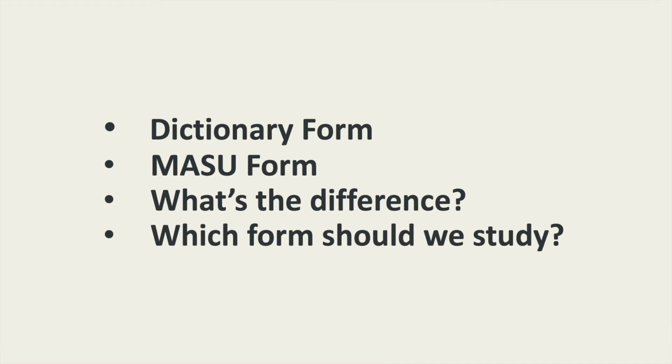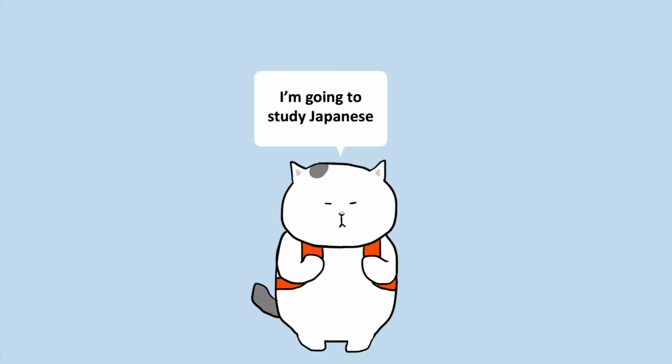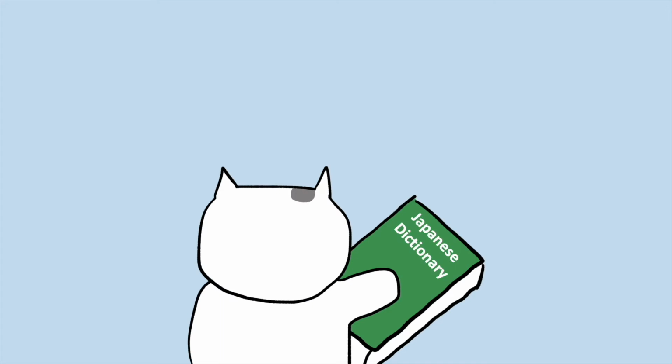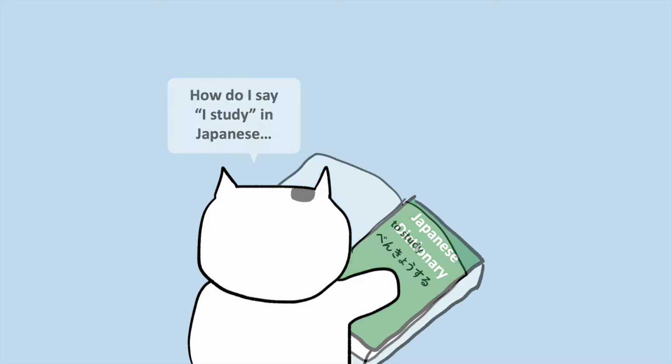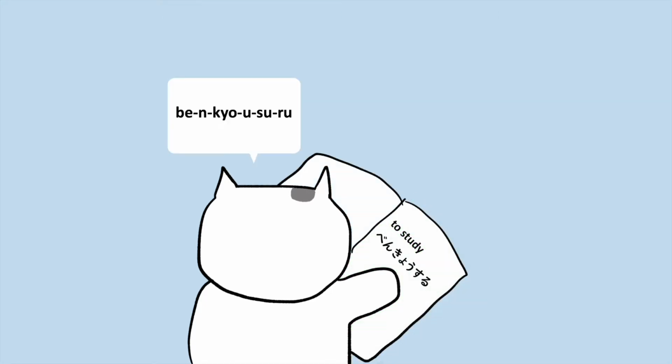Before getting into the details, let's take a look at this scenario. Let's say Shiro decided to study Japanese by herself. And Shiro wants to know how to say I study in Japanese. So she looks up a dictionary. And she found in the dictionary that to study in Japanese is 勉強する.